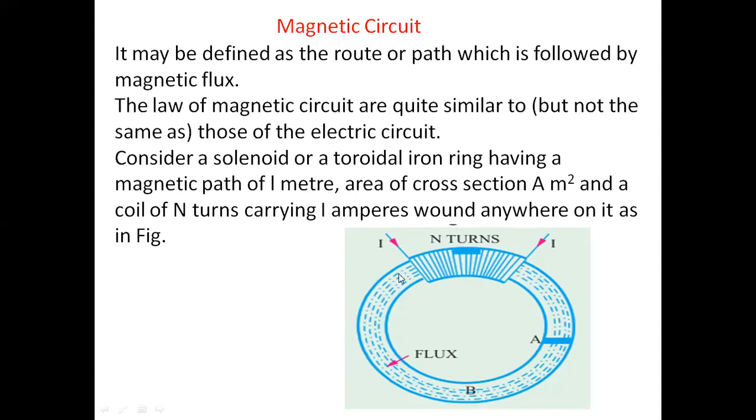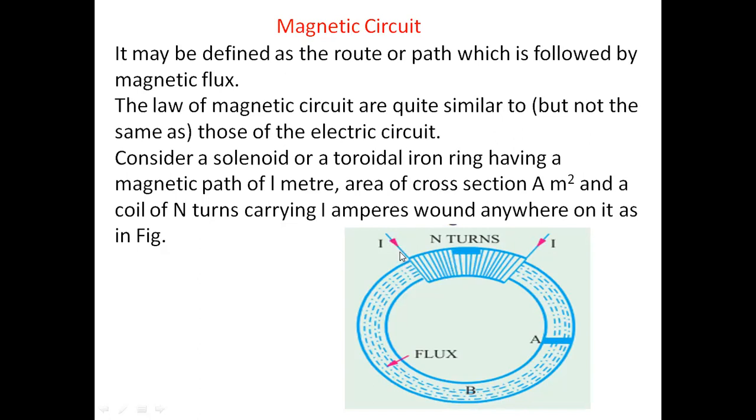On this iron ring we will wound, that is, connect this wire. By giving some current through this wire, it will produce a magnetic field. So this is nothing but the electromagnetic field due to the flow of the current.